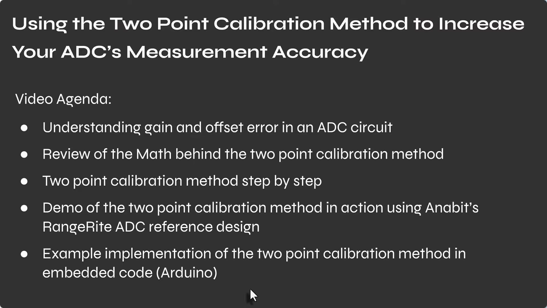So we'll look at a demo using the two-point calibration method, and we'll use one of Anabit's open source ADC reference designs. The Range Right ADC is what we'll use in the demo. And then from there, we'll look at how we implemented this two-point calibration method in embedded code. And we'll use Arduino code as our example. And then the sketch that I use for the demo and that we go over will be available on GitHub if you want to check it out there.